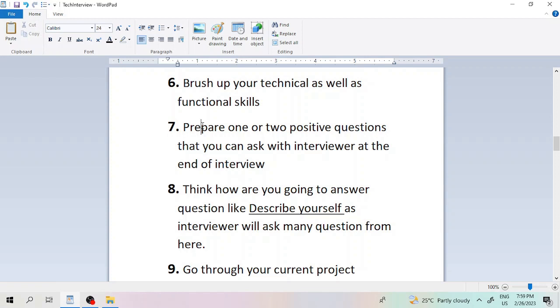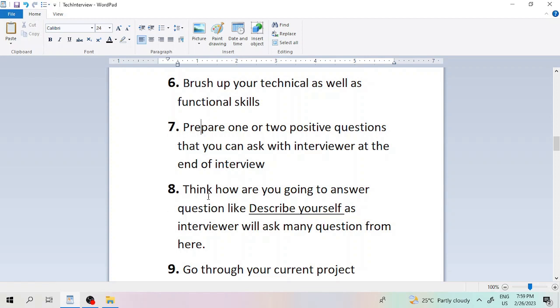For example, you can ask questions about the kind of work you are going to get if you are selected, or you can ask some questions about the company's expertise area, meaning in which area the company is mainly working. So these kinds of positive questions you can ask the interviewer during the interview.